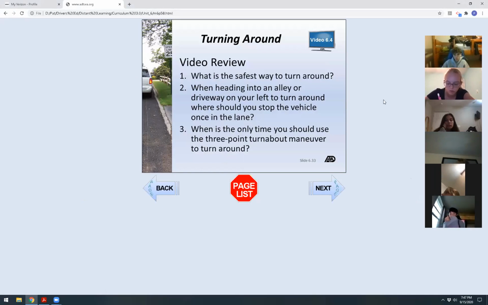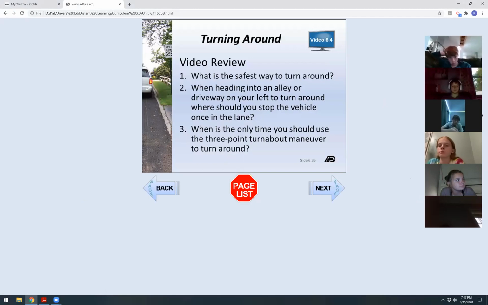They may not have described that real well in the video, but I'll pick someone. Lily, do you happen to notice what is the safest way to turn around? What it would be called?